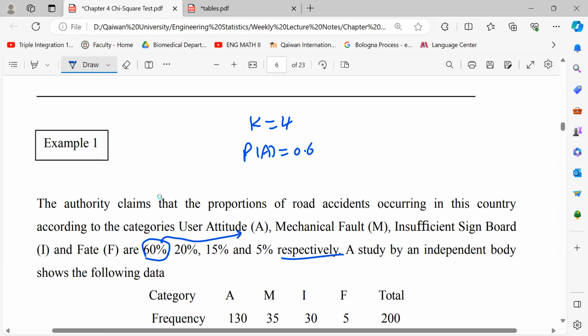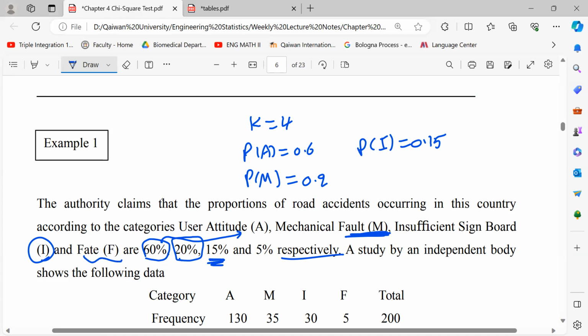Then the probability of M is 20%, so probability of M is 0.2. Probability of I, in order, is 15%, so probability of I is 0.15. And then the probability of the last one, F, is 5%, so probability of F is 0.05.